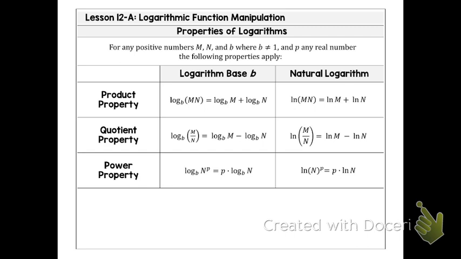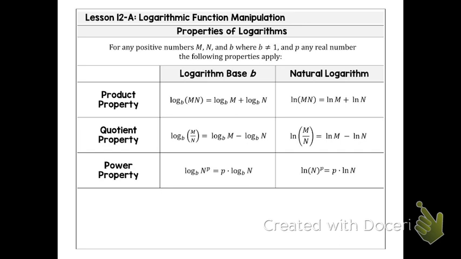Okay, so we start out talking about the properties of logarithms. And it says for any positive numbers m, n, and b, where b is not equal to 1, and p any real number, the following properties apply. And so if you remember your exponential rules, like when you multiply, you add the exponents, when you divide, you subtract the exponents. Of course, they're both with like bases. The same rules apply with logarithms as well.